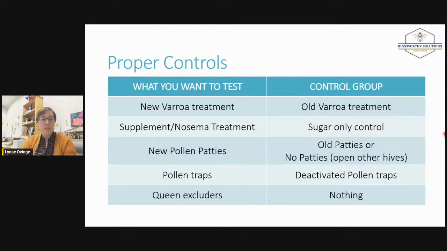Queen excluders. If you want to test queen excluders, if you think you're getting lots of honey in your brood chambers because of them, your control group is actually nothing for those because we do not, thankfully, have a non-queen excluding queen excluder that you can use as your control group.